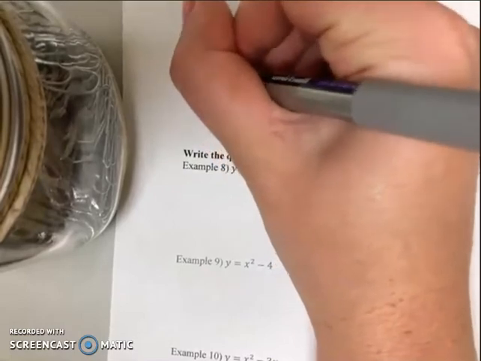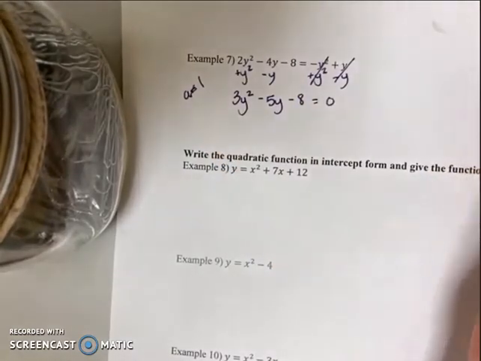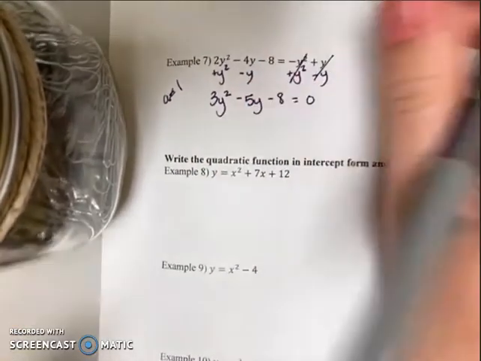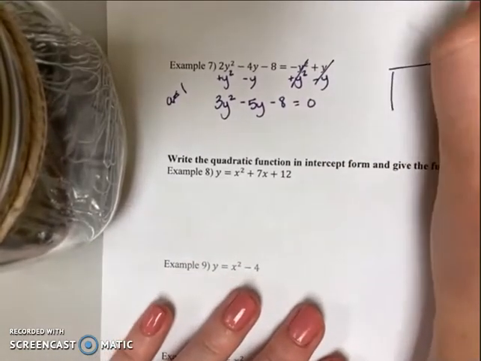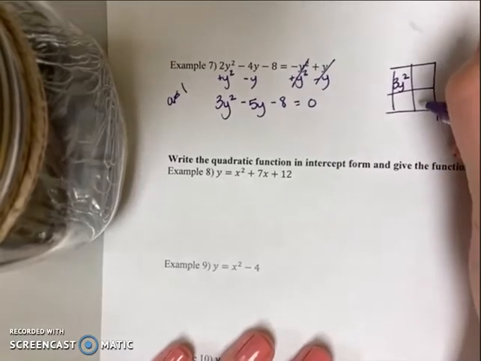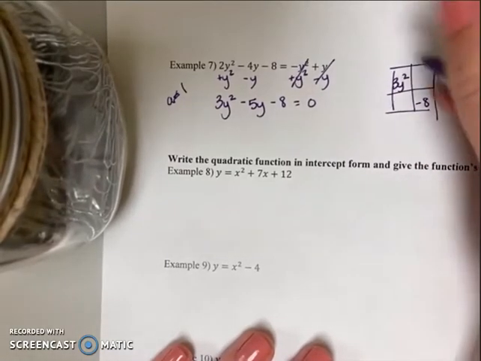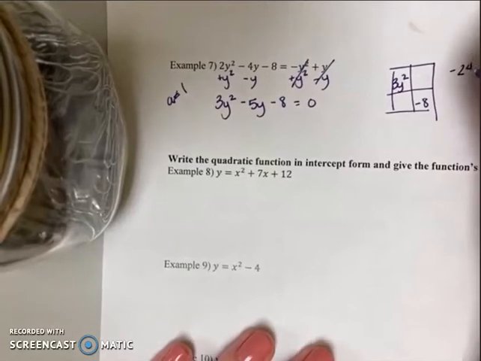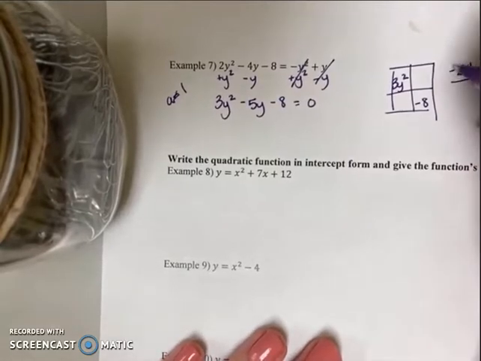A is not equal to 1, so we'd have to use the box method. Let's do a little refresher there. Make my box. First term in the first box, last term in the last box. Multiply these two things together. I get negative 24y squared. This negative tells me I need to use different signs.